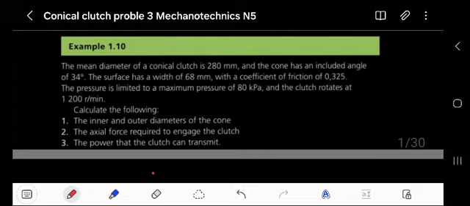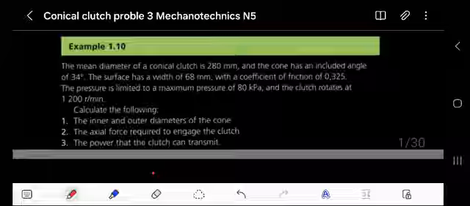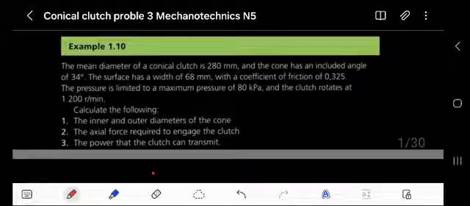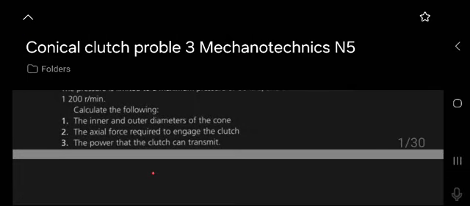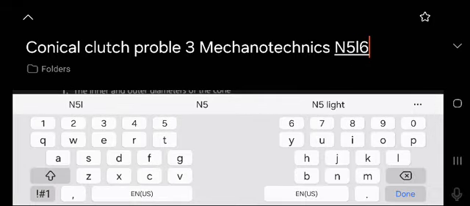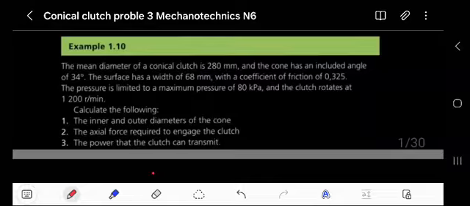My YouTube channel, guys. We're still under Mechanotechnics. Oh, sorry, this is N6, right? It's not N5. This is N6. Okay, we're still under Mechanotechnics N6. This is Conical Clutch problem 3.